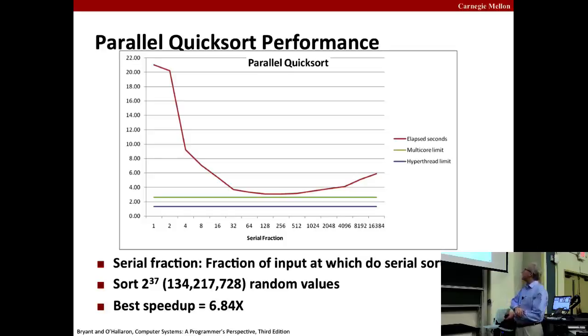And this is fairly straightforward. I'm just taking some number of random values, 2 to the 37th. That can't be right. This number is not 2 to the 37th, right? You agree with me? 2 to the 37th is 128 billion, roughly. So this number is not right. I'll have to check it out.